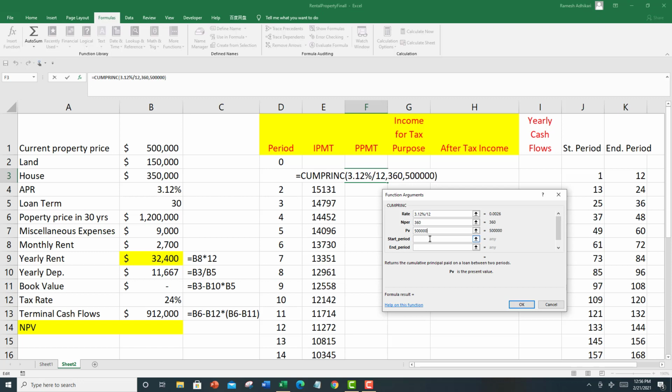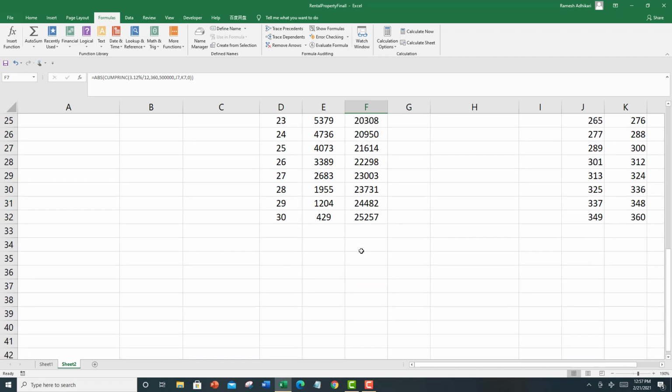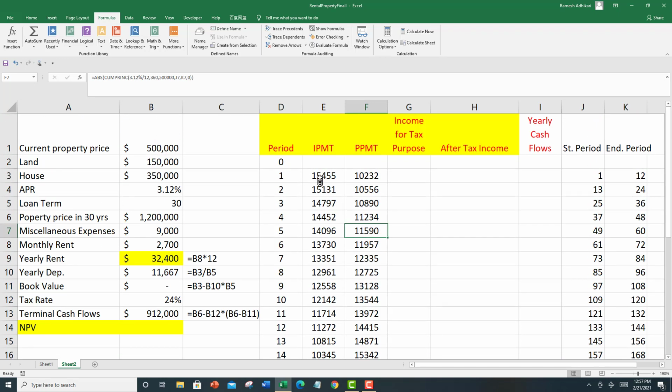And the starting period, you pick from this starting and end period. Okay, and finally the type, therefore I'm going to put this 0 and enter. Okay, that's also negative. Let me put this ABS sign, ABS bracket close, right? And then just drag that formula. Okay, that gives me how much principal am I going to pay each year for the next 30 years. So that's my annual interest and principal payment.